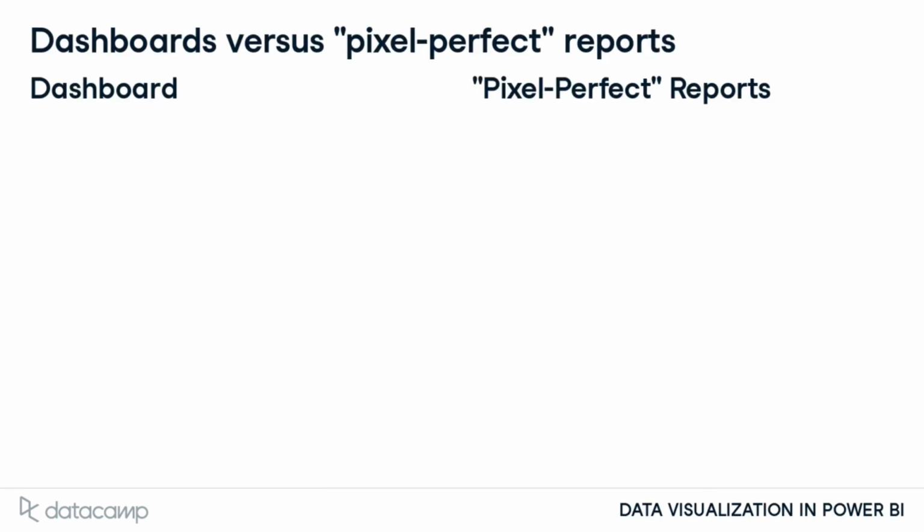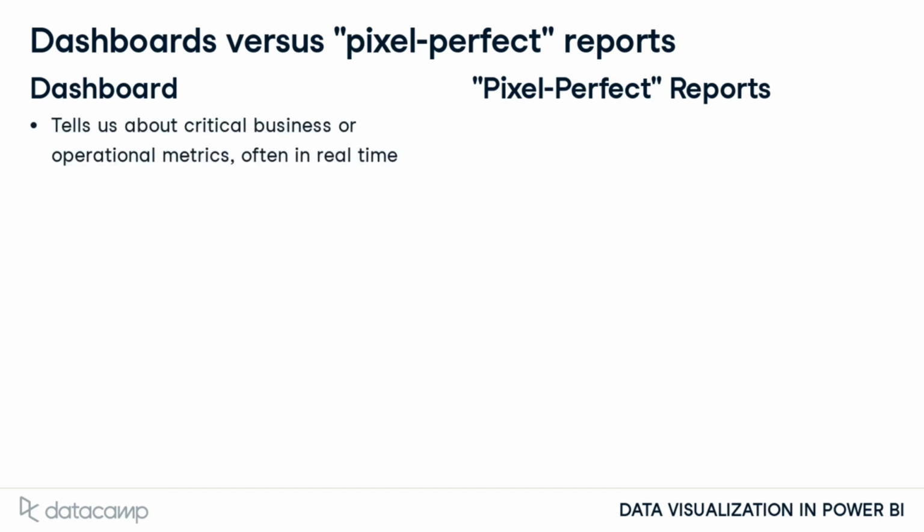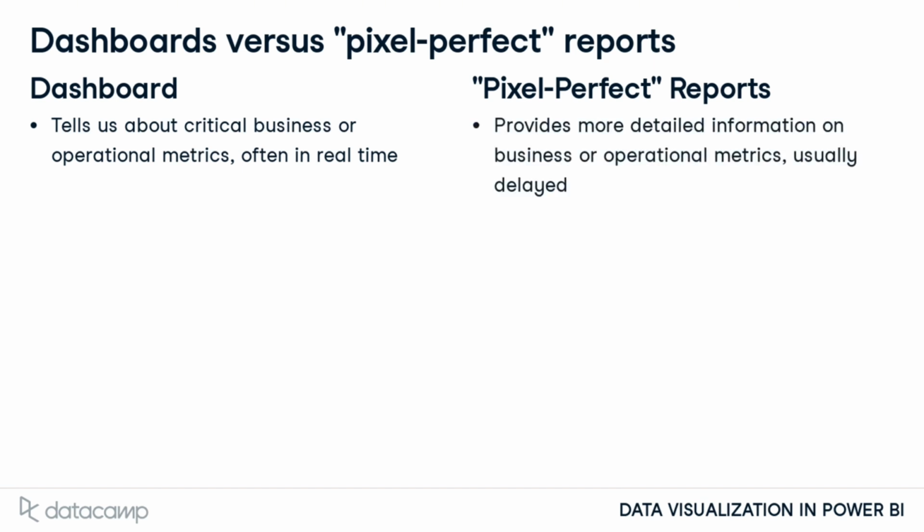Power BI offers 2 methods of showing data to users: dashboards and pixel-perfect reports. Dashboards let us see and act upon critical business or operational metrics, possibly even in real time. By contrast, reports give you more detailed information that won't fit on a dashboard.